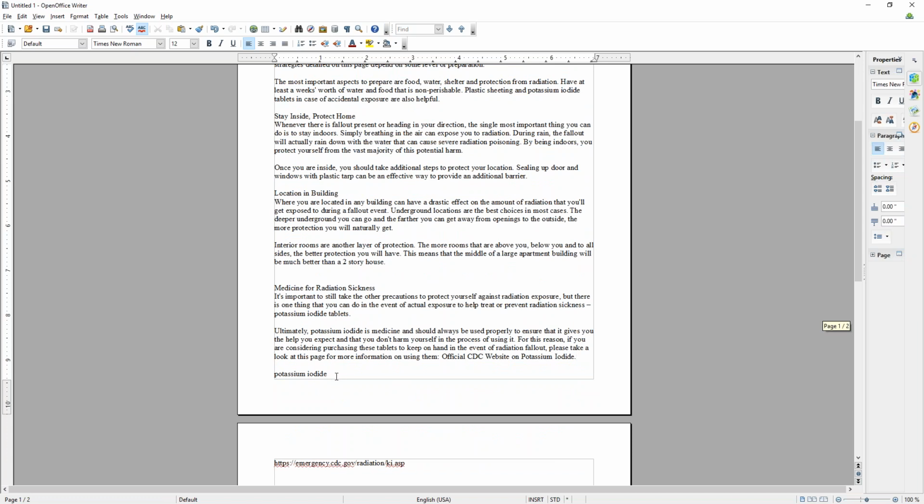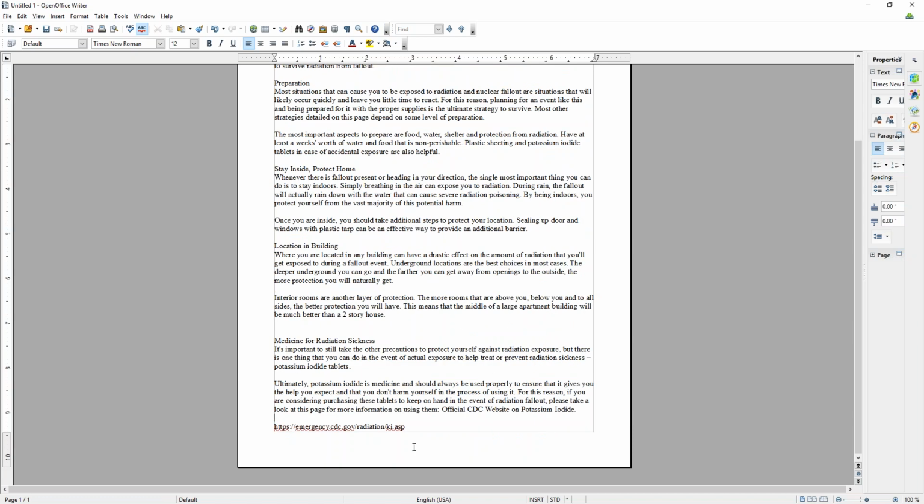All right, so I have another paragraph here. I'm going to leave this link down at the bottom of my article for reference later on when I go to actually create my website. This phrase right here, the official CDC website on potassium iodide, that's what I'm going to turn into a link. And I'm going to use this as the address for that link. So I won't actually have this in my content. It'll be linked up from this text here.